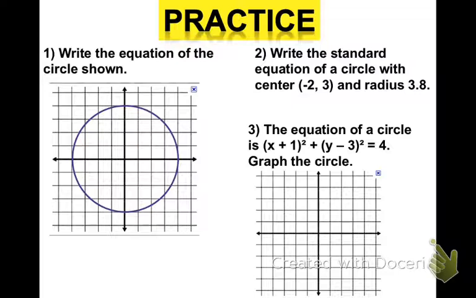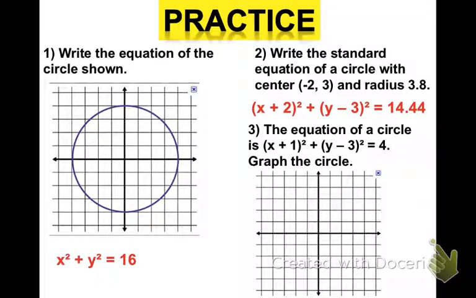Okay, so number 1, our origin is our center, so that's why it's just x squared plus y squared, and then the distance, or the radius, is 4, 1, 2, 3, 4, but then squared is going to be 16. Number 2. This time we had to include our center of (-2, 3) and square our 3.8.